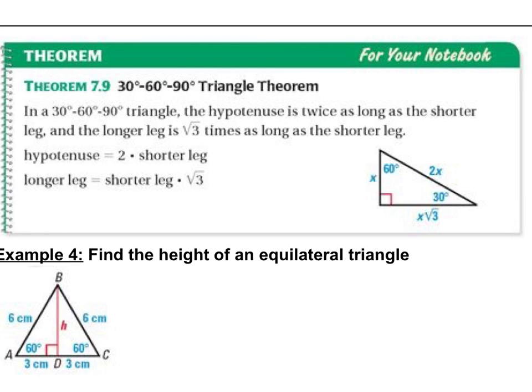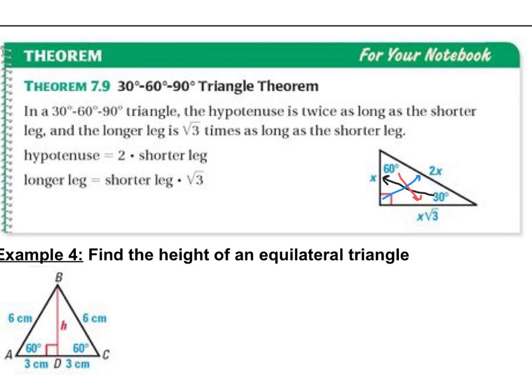In a 30-60-90, we can see that across from the smaller angle will be the shorter leg. That'll be x. Across from the larger angle will be x times radical 3, and then the hypotenuse is always twice the shorter leg. So to find the hypotenuse, we would take 2 times the shorter leg. To find the longer leg, we would take the shorter leg times radical 3.